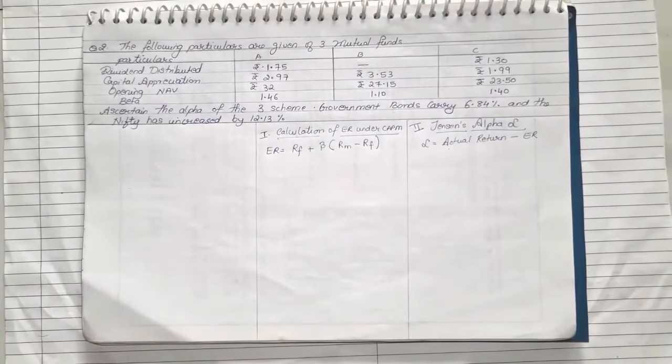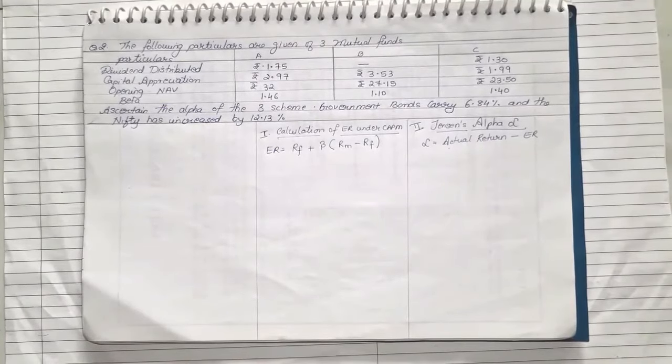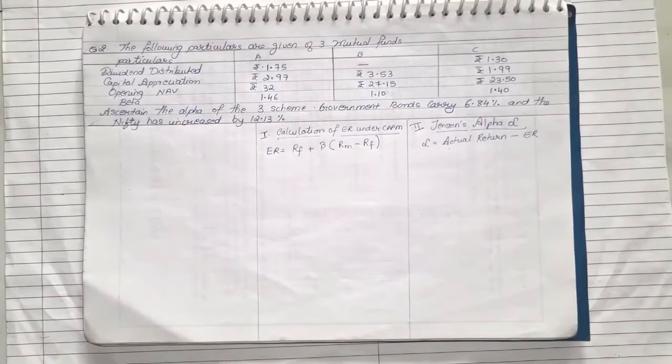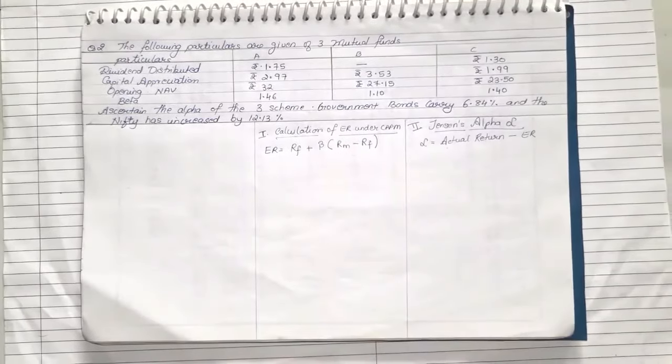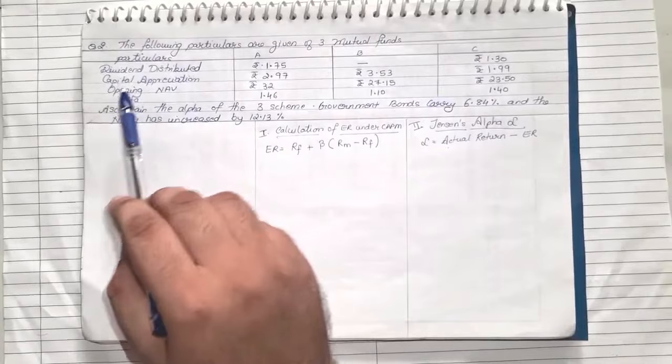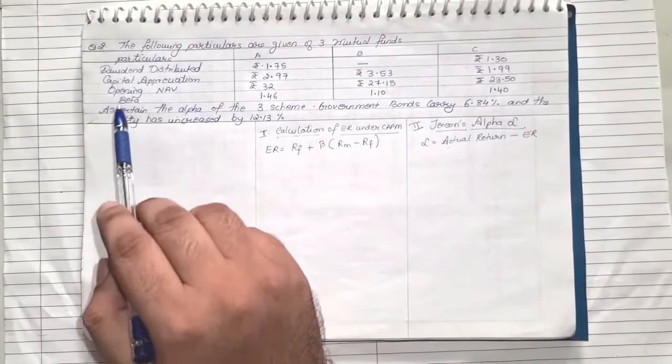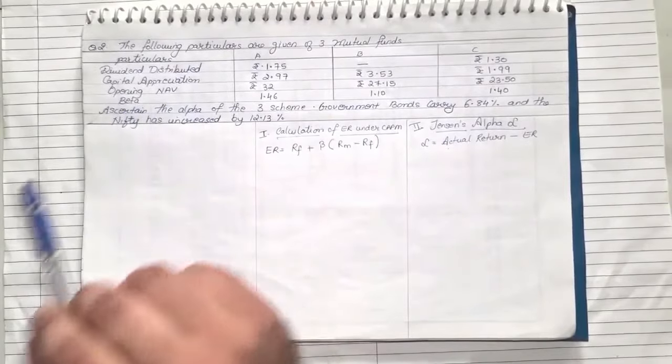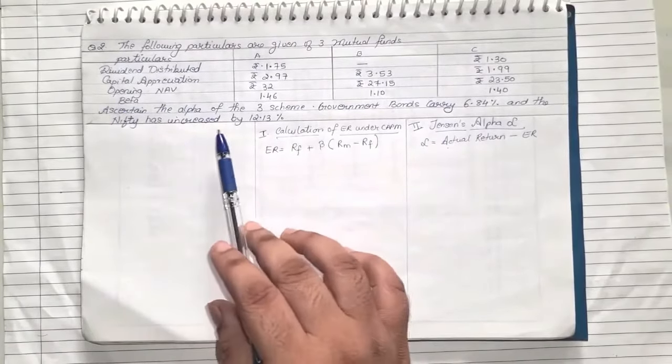Next type of sum is type number 4, based on Jensen alpha, being the last type of sum in risk management. So let us see how to solve it. Now this is the second type of sum where they are asking us to find the alpha when they are giving you a little different kind of data. In this sum they have given us dividend distributed, capital appreciation, opening NAV, and beta. They are asking us to ascertain the alpha of the three schemes.